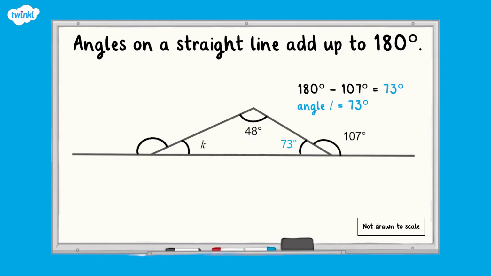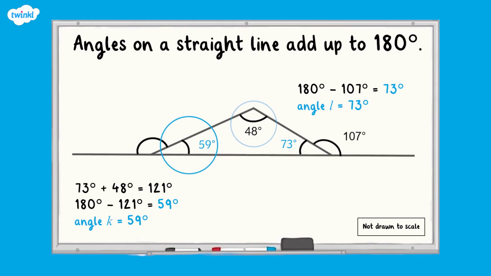Now that we know the size of angle L, we can work out the size of angle K. 73 degrees added to 48 degrees is equal to 121 degrees. 180 degrees subtract 121 degrees is equal to 59 degrees. We can check that we are correct by totaling the three internal angles of the triangle. 59 degrees add 48 degrees add 73 degrees is equal to 180 degrees.